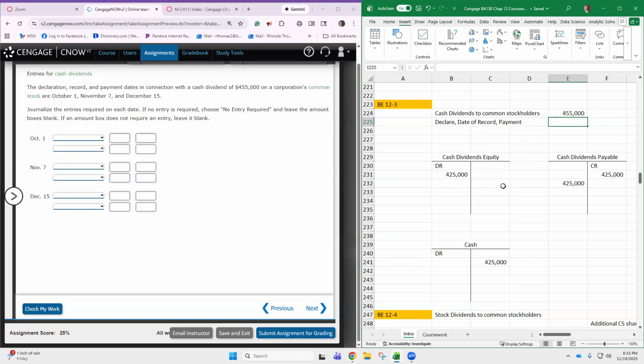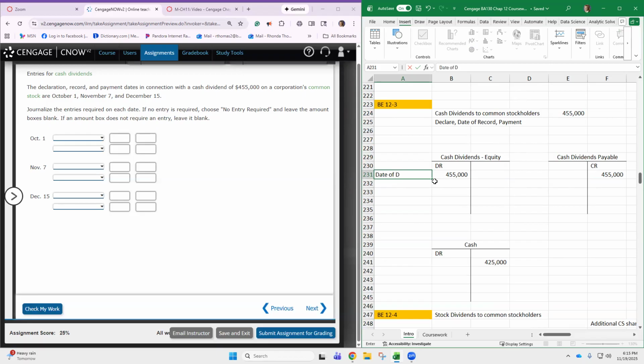Declare a dividend. So how you do that is there is a cash dividends account that's an equity account. It's not cash, the asset. It's cash dividends, the equity account. We're going to put that amount as a debit to that account, and then we're going to put it in cash dividends payable. Okay, so we're doing this entry on the date that they're declaring the dividend. So this is the dividend declaration, or the date of declaration.